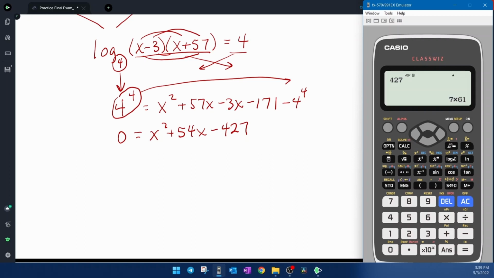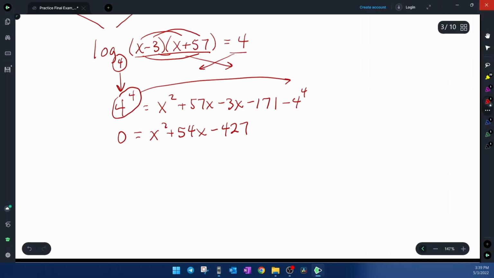So here I can see that the only numbers that multiply to make 427 are 61 and 7. And it turns out that 61 minus 7 is 54. So here the ClassWiz is very helpful as far as getting this to factor. And please understand that factoring is not absolutely necessary. You could have got the same result by completing the square or the quadratic formula.